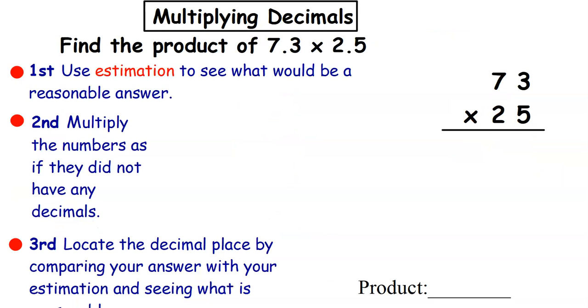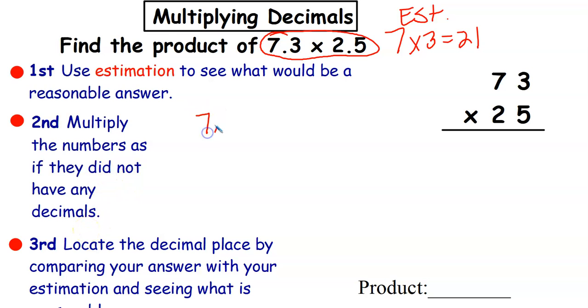Okay, so now let's look at this activity that I'm having you do so that you can start to understand what it means when you multiply decimals. So I want you to first use estimation to see what a reasonable answer would be to this, right? 7.3 times 2.5. So I'm going to say that this is close to 7 and this is close to 3. So here's my estimation. 7 times 3 equals 21, right? So that's my estimate.